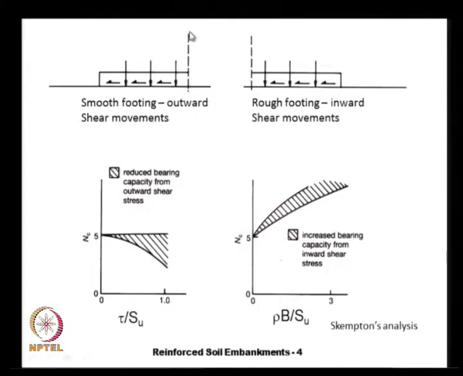For example, here if this is the center line of our footing, and if we apply some loading on a smooth footing where there is no friction between the footing and the soil, the deformations are outward, and he showed that the bearing capacity can reduce because of this. The Nc factor of 5.14 is for a rough rigid footing, but if we have a smooth footing, in some cases we can have an Nc factor less than 5.